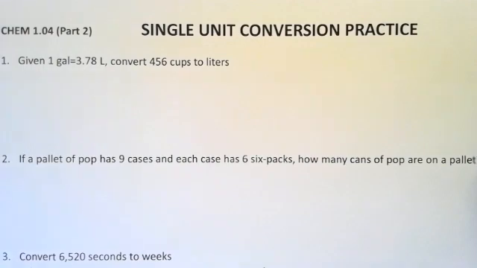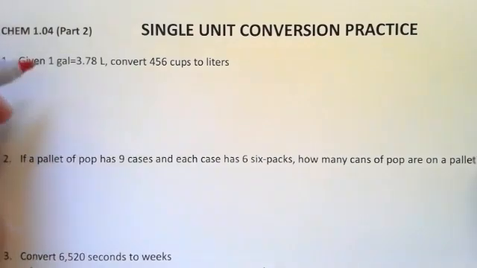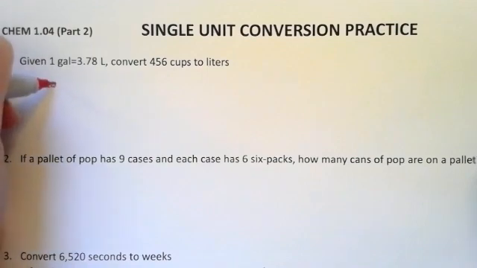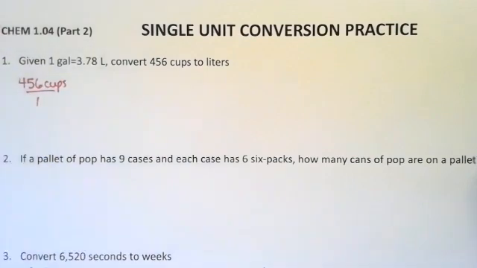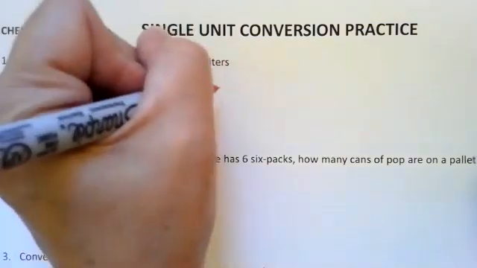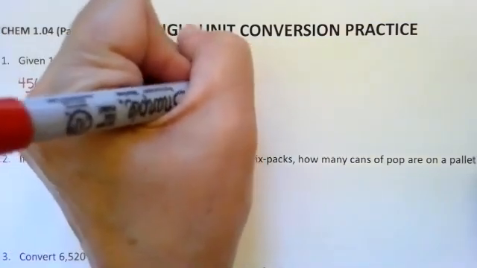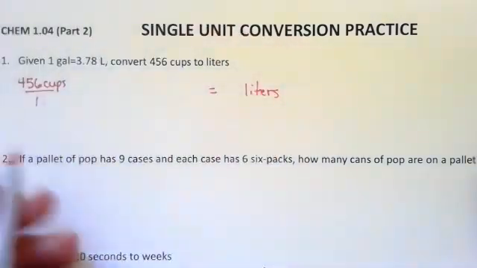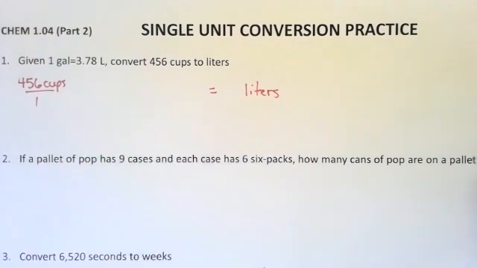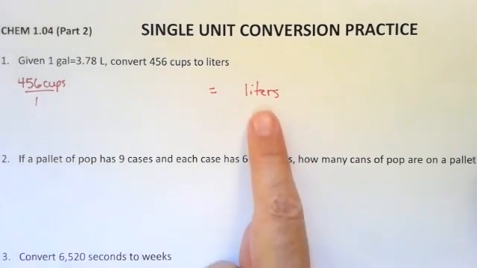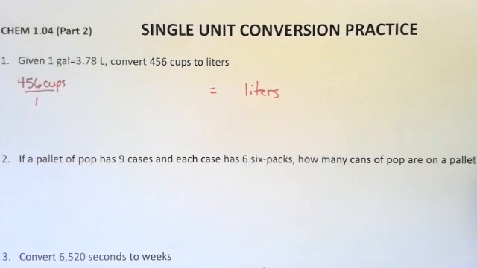So the first thing that we want to do is frame up the problem. So what I'm going to do here is put, I'm given 456 cups over 1, and I'm going to liters. Now notice I don't really know exactly how much space I'm going to need. I just give myself a nice big long gap. And when I'm done canceling my units, liters is what I should have left. So this is the unit that should be left.